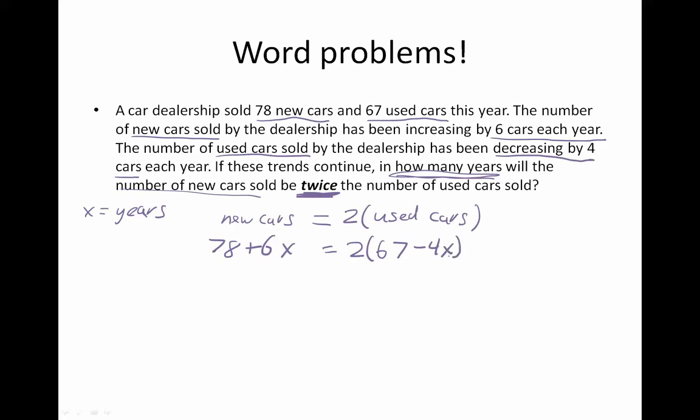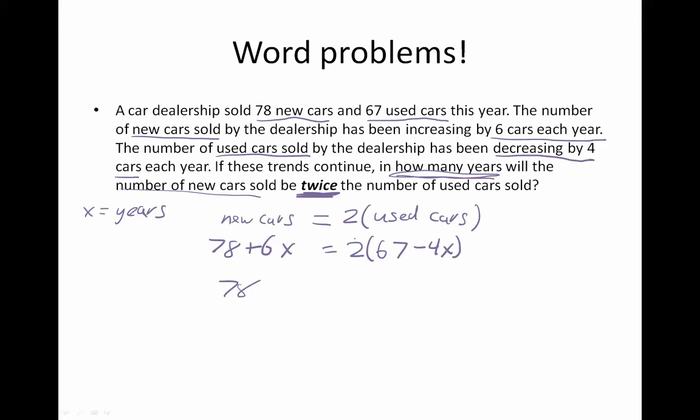All right, it looks like I've got an equation now, right? I took what was happening with my new cars, and I represented that with an expression, 78 plus 6 per year. And then I took what was happening with my used cars, 67 minus 4 per year. But I multiplied that number by 2 because it's twice the number of used cars. So let's go ahead and solve this and see what we got.